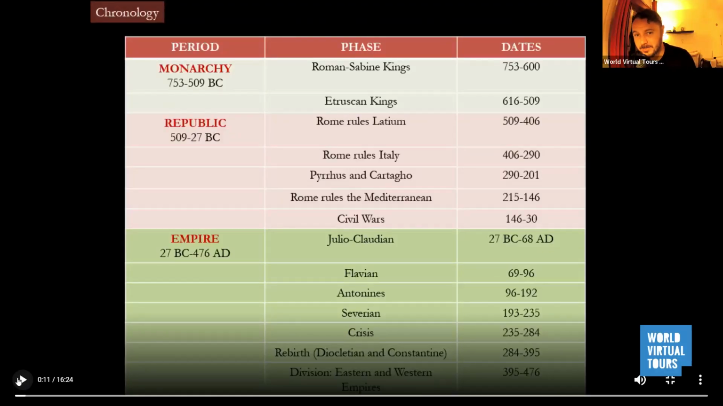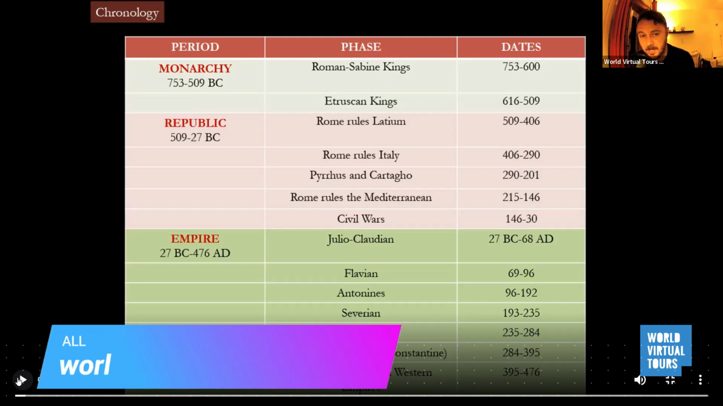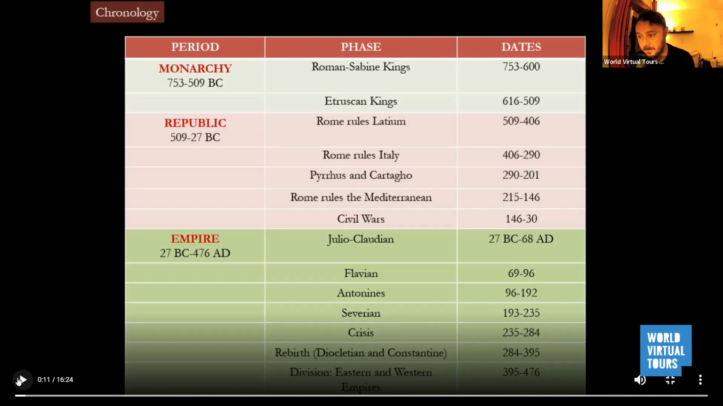Okay, first of all, an introduction, boring information, otherwise nothing makes sense. This is a terrible, horrible, boring timetable of the Roman history, of the ancient Roman history. Okay, forget all this information. If you go to the Republic, at the end of the Republic, you will read civil wars. That's the time we're going to cover today, okay? The civil wars. We are at the end of the Republic and at the beginning of the Empire.